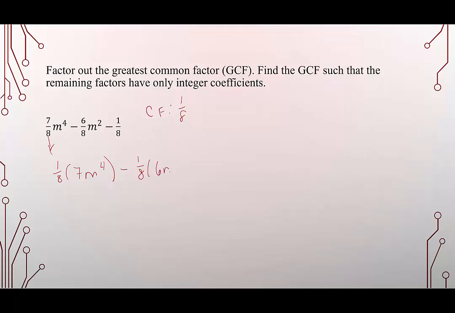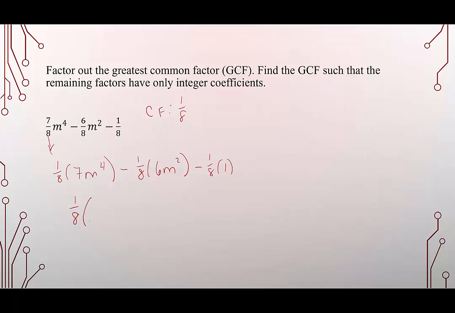So 1/8 times 6m squared. And then here I just have 1/8, and I can put a times 1 just so that I have a number there. We want to make sure that we continue to have a trinomial inside the parentheses. Don't lose that last term just because it happens to equal 1/8. Okay, so now I can factor out 1/8 and it looks really nice.